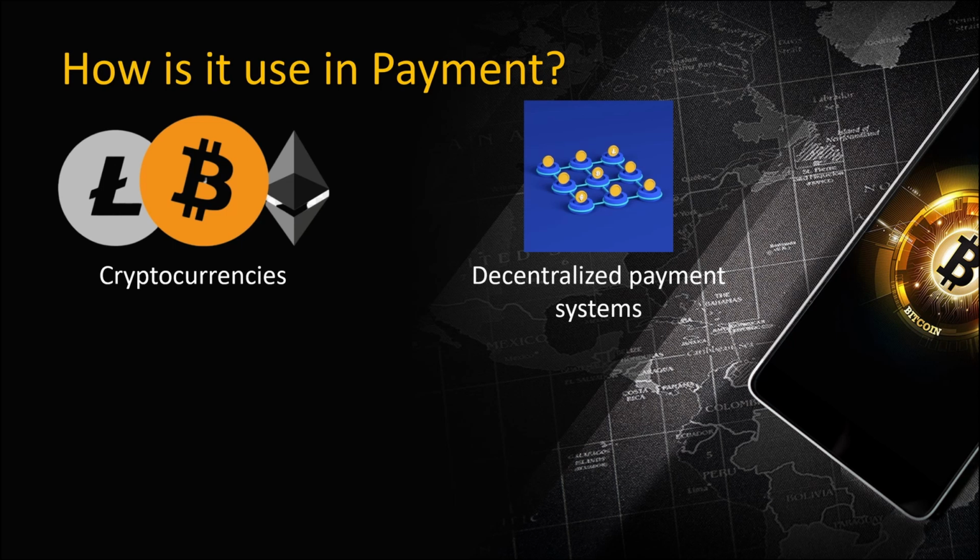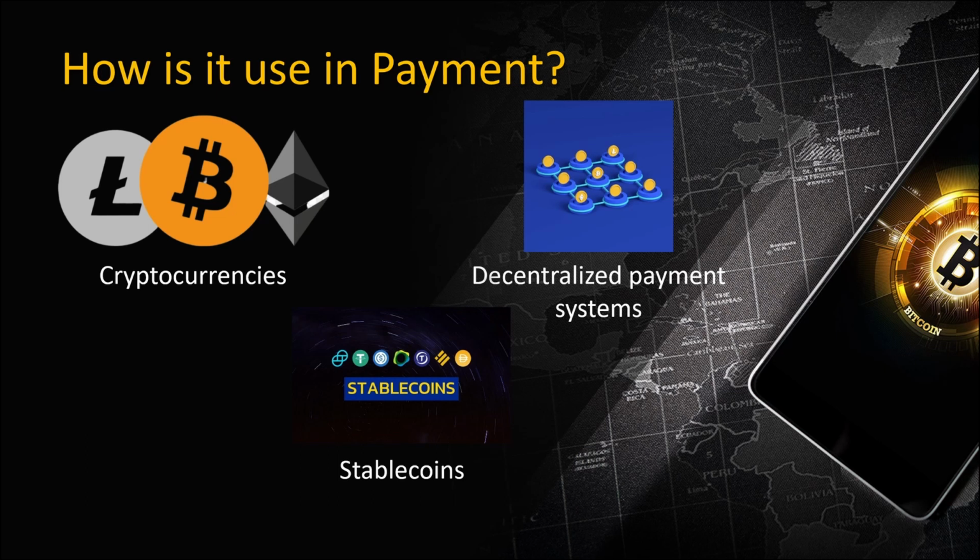Also, blockchain technology can be used to create stablecoins, which are digital currencies that are pegged to the value of fiat currency, such as the US dollar. This can provide a more stable form of digital currency for payments. Transactions are recorded on a public blockchain, and users can just send and receive stablecoins using a digital wallet.